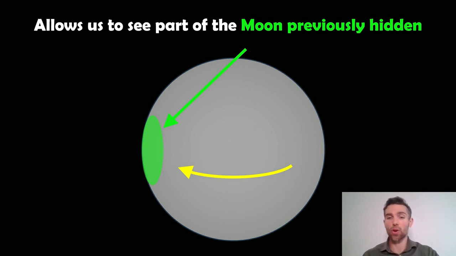So that gives us our rocking motion. And as it moves back round to the pericenter again, it'll rock back and we can see the other side. And each orbital period, then we get this rocking in the longitudinal direction. So that's the longitudinal libration.